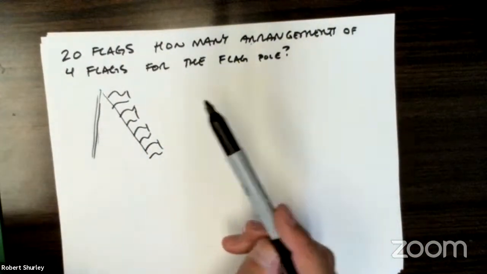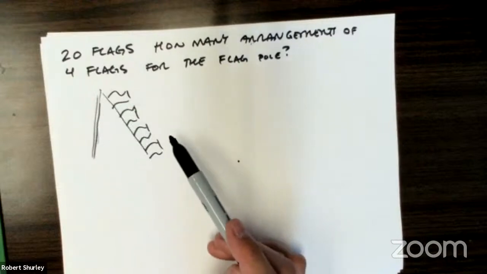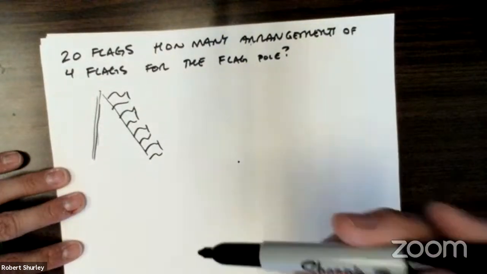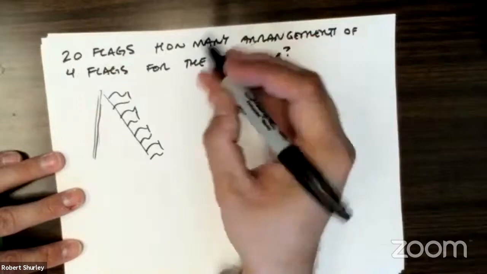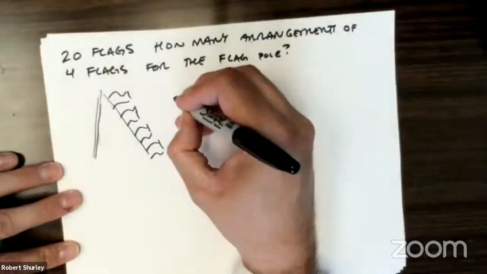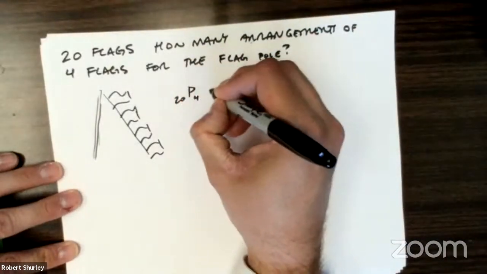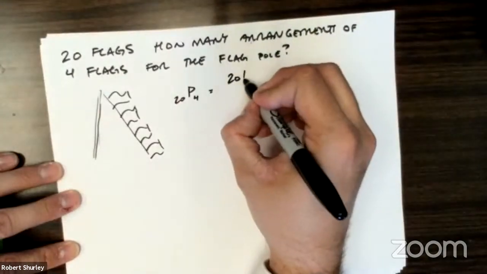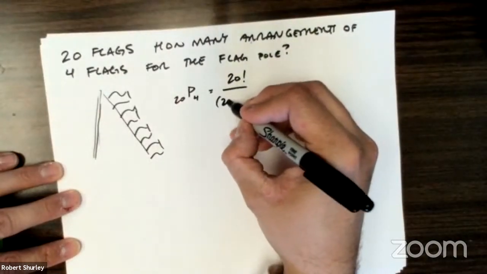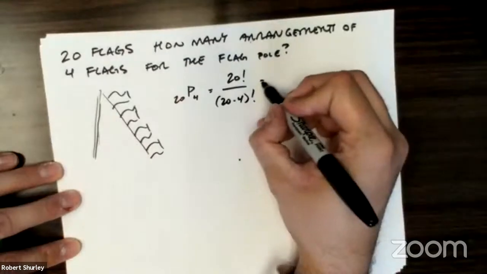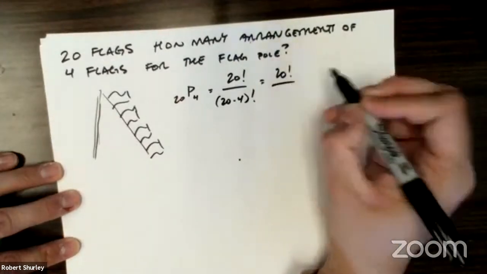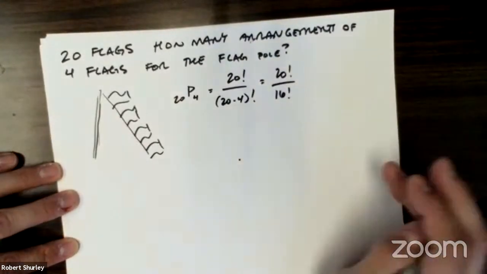And that's very important. We're going to get to when the order doesn't matter, but the order matters for these arrangements. So because it matters, we're going to use the permutation formula. It's going to be 20 permute 4. So 20 factorial over 20 minus 4 factorial, 20 factorial over 16 factorial.